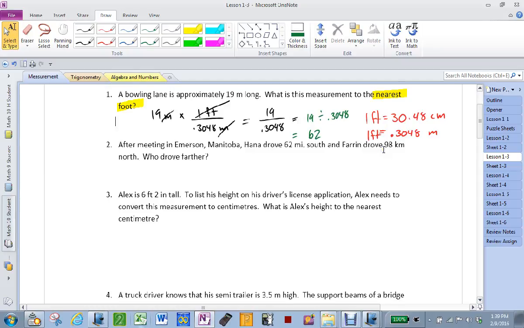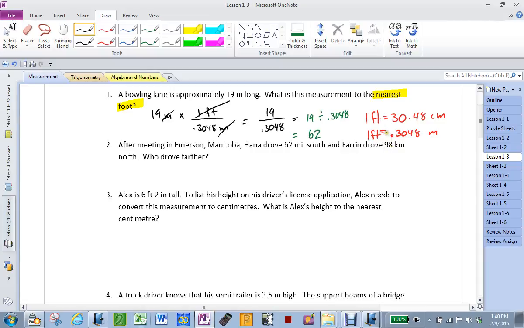No, because once I convert one of them, we can compare it to the other one, can't we? So I'm going to convert Hannah first. Why? More standard to go into kilometers, I guess. It's the first one I read. That's the only reason. Everybody with me? So if I go miles to kilometers, once I have Hannah in kilometers, can I then compare her to Farron?